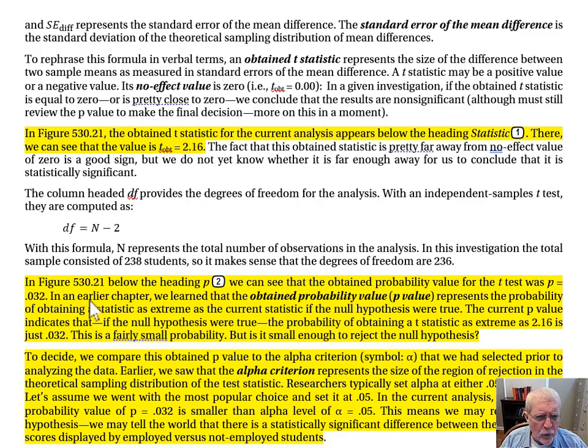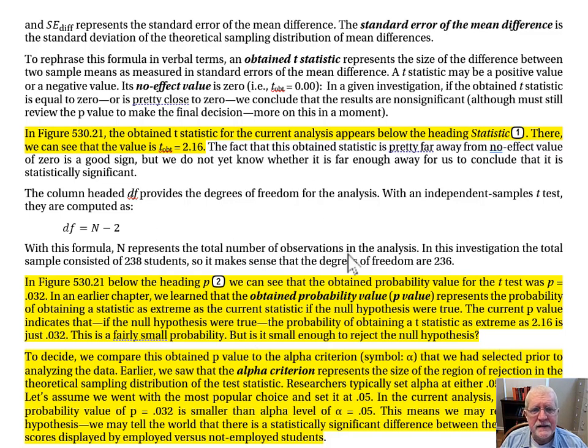In figure 530.21, below the heading P, we can see that the obtained probability value for this t-test was 0.032. In an earlier chapter, we learned that the obtained probability value represents the probability of obtaining a statistic as extreme as the current statistic if the null hypothesis were true. The current p-value indicates that if the null hypothesis were true, the probability of obtaining a t-statistic as extreme as 2.16 is just 0.032. This is a fairly small probability. But is it small enough to reject the null hypothesis?